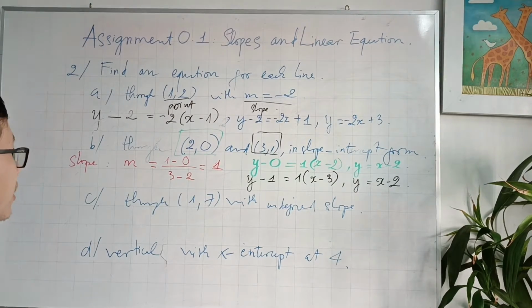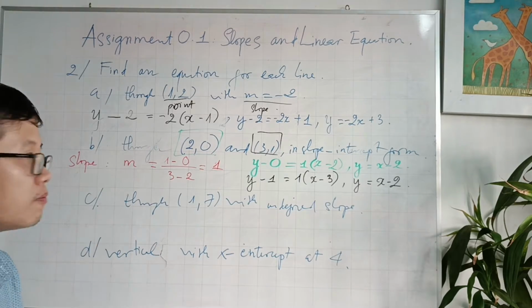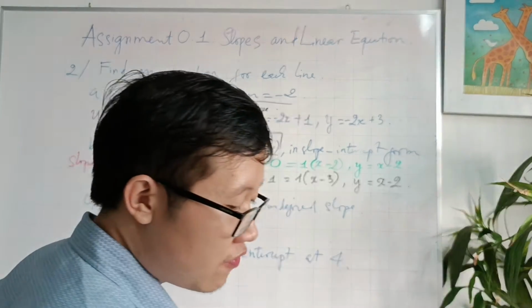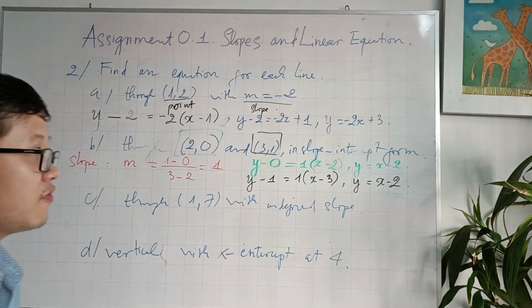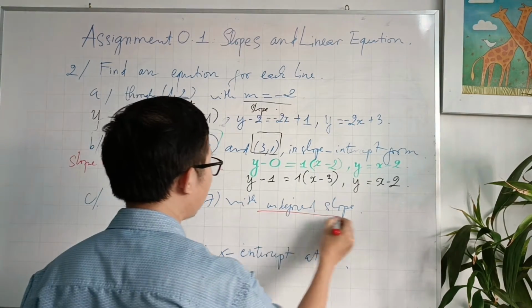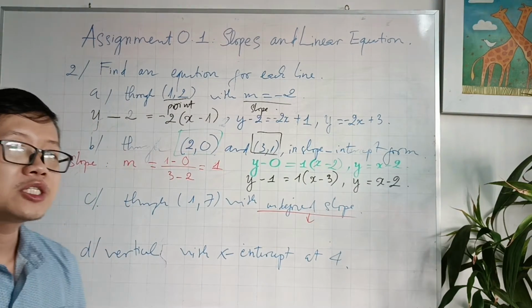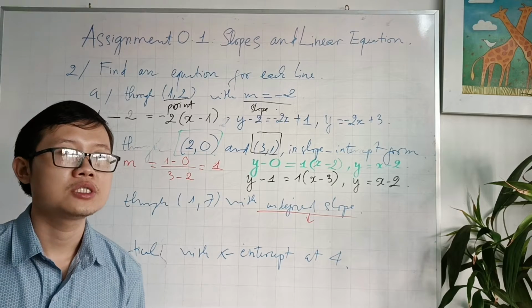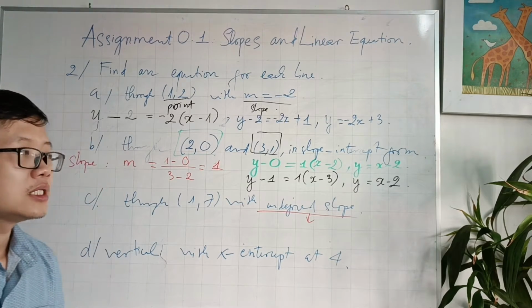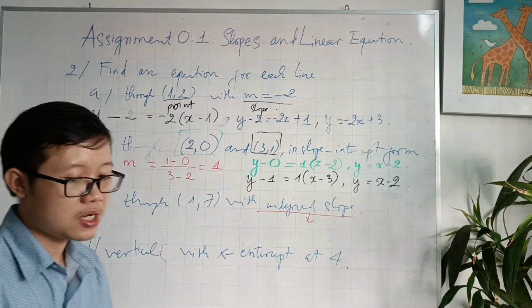Okay, we move to question C, the third question. Through the point 1, 7 with undefined slope. Undefined slope, or maybe we can say that m approaches infinity. So when you see the term undefined slope in your questions, it means that you must write the equation of the line perpendicular to the x-axis, or the slope is approaching infinity. So the line is perpendicular to the x-axis.